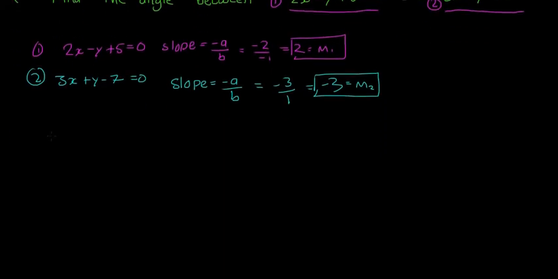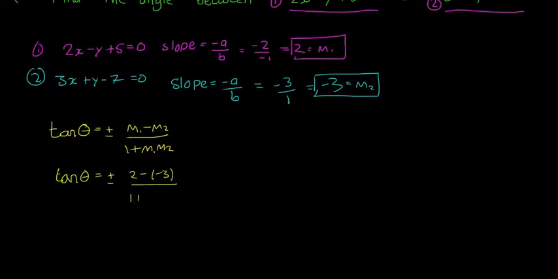So we're going to have that tan of theta is equal to plus or minus m1 minus m2 over 1 plus m1 m2. Now we're going to start subbing things in. So tan of theta is equal to plus or minus m1, which is 2, minus m2, which is minus 3, so careful of that, minus minus, divided by 1 plus m1, which is 2, multiplied by m2, which is minus 3.